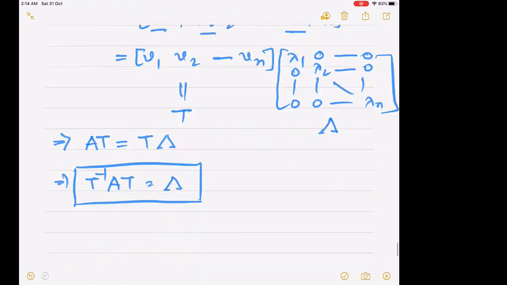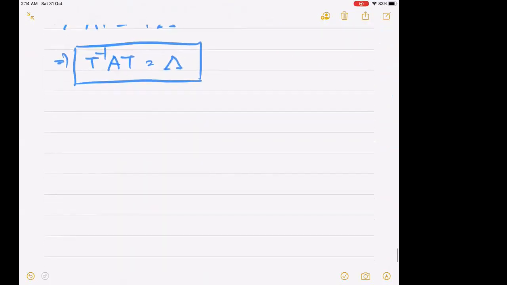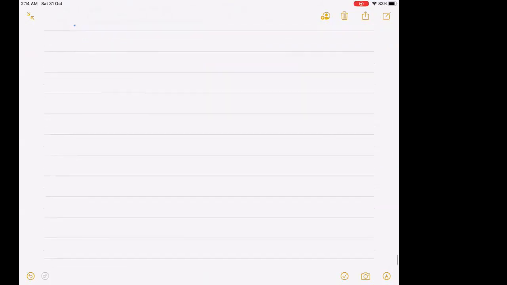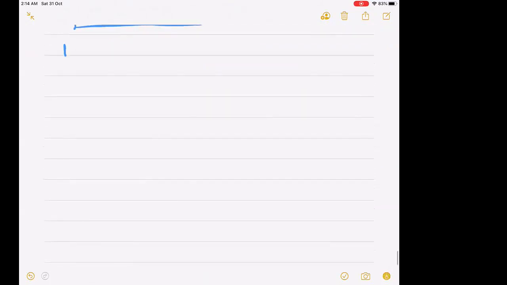But the question still remains: when do we have these linearly independent eigenvectors? I've been using this term eigenvectors without formally defining it. So let me do that first. So we now have the definition.